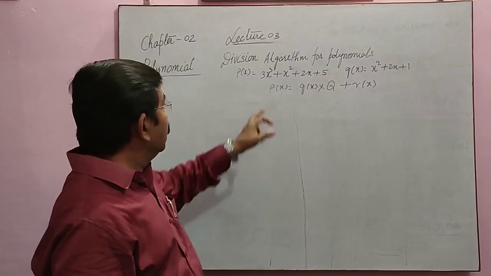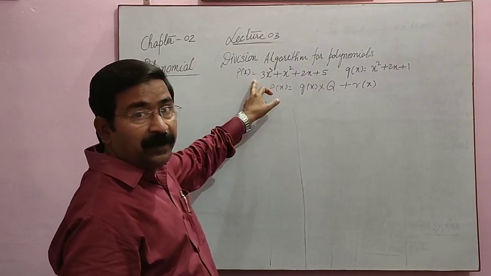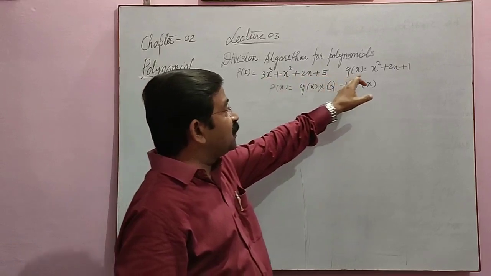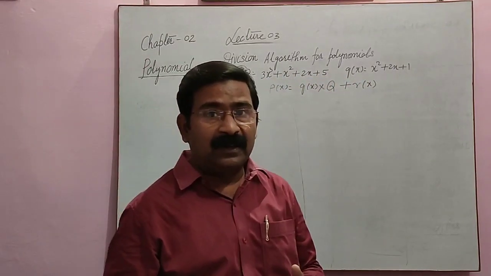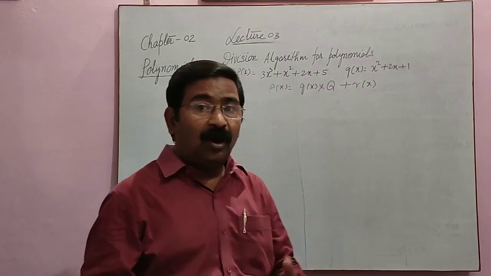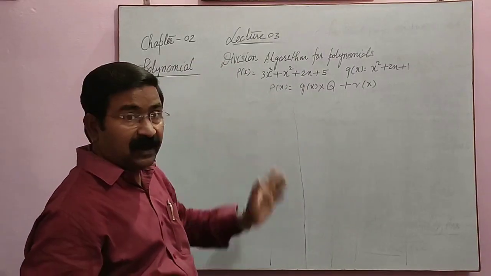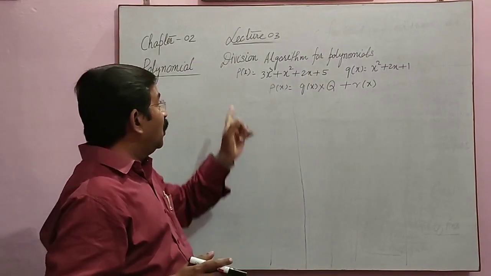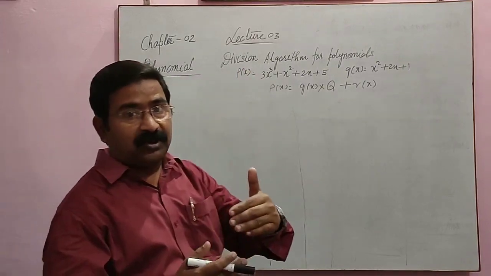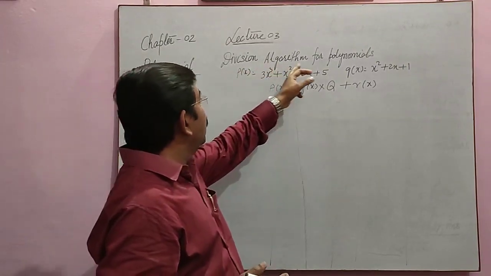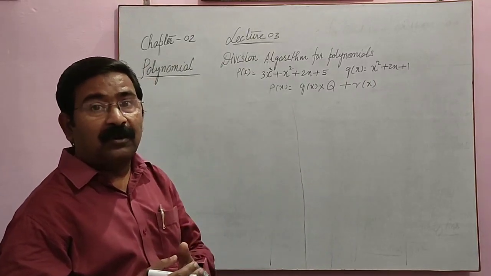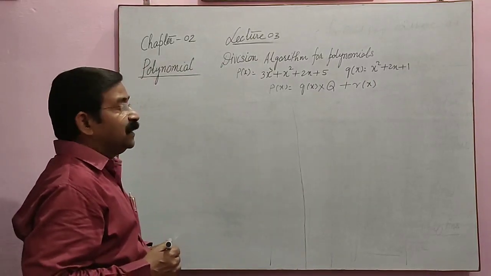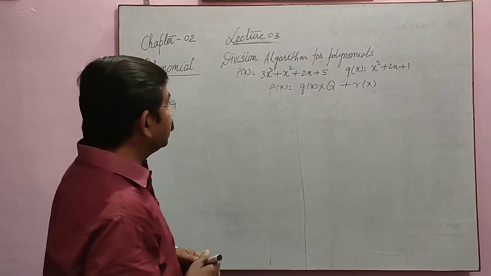Of course, p(x) is the dividend and q(x) is the divisor. So we have to use the long division method for the process, and we will verify the algorithm, the stepwise procedure. Algorithm means stepwise procedure, so we have to show the stepwise procedure of division. Let's see how to solve this question.